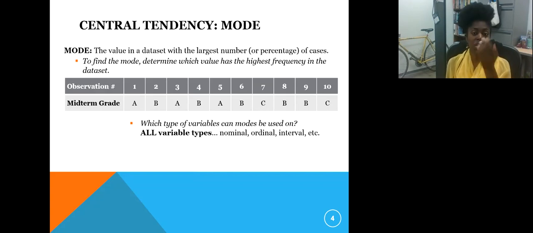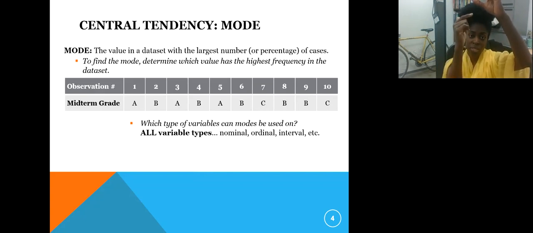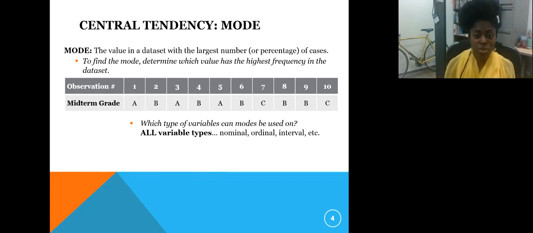So let's look at this as if we're looking at Excel. In Excel, observation would be here, and we'd see 1, 2, 3, 4, 5 going down, right? In Excel, the next column would be midterm grade. Midterm grade at the top, then we'd see A, B, A, B, A, B, C, B, B, C. Because of space, I wasn't able to do it vertically, so I did it horizontally. But imagine that you're looking at an Excel spreadsheet, okay?